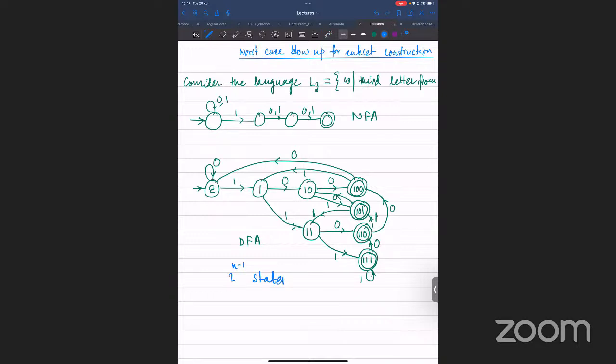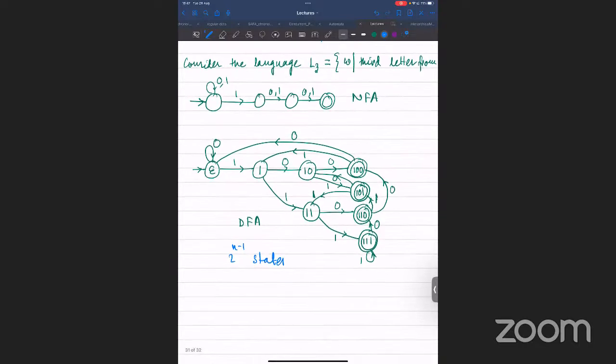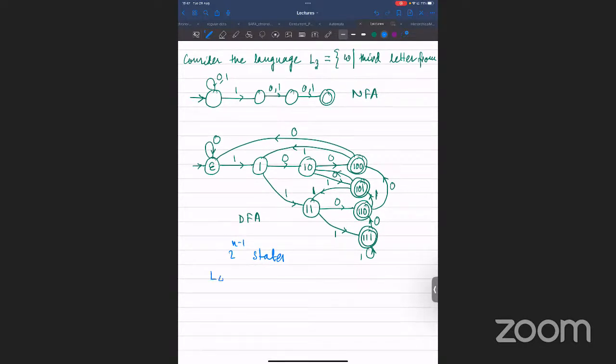We are going to show that if instead of L3 I use L4, then we are going to have 16 states. If you have L5, you are going to have 32 states, and so on. This is what we are going to prove.